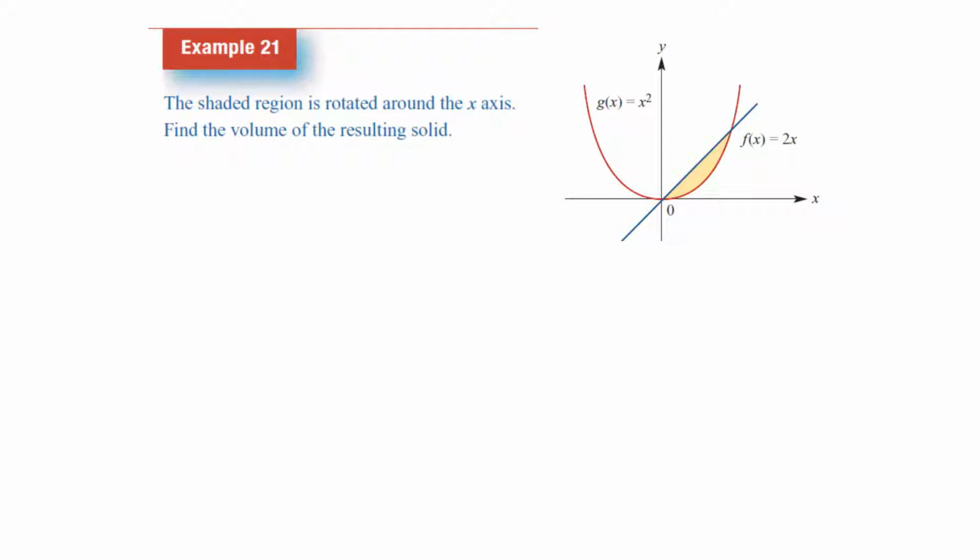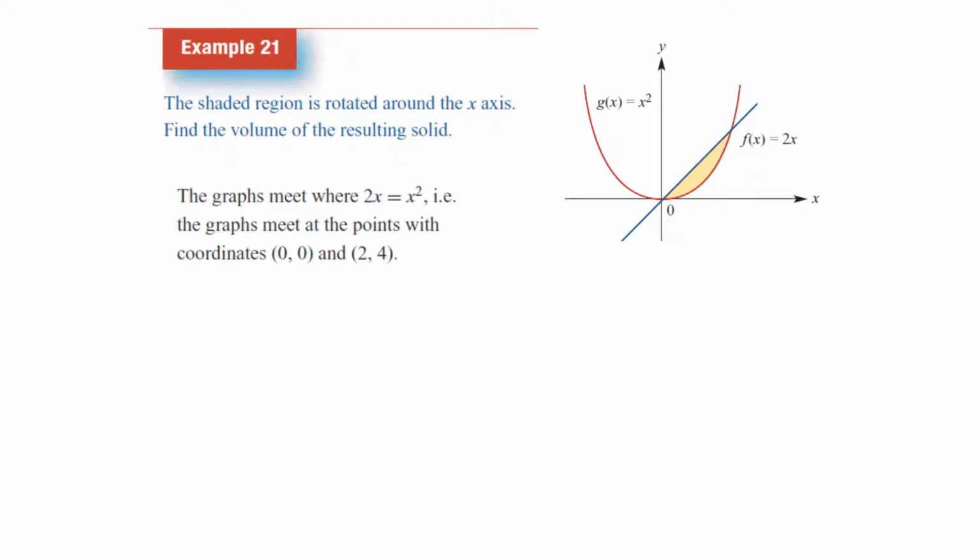We've got a region sandwiched between two curves, in this case a straight line y equals 2x and a basic parabola y equals x squared, and we're rotating it around the x-axis, carving out a solid in 3D space. Okay, so what do I need to do first? If you were thinking about finding the points of intersection, then you're dead right. Quite a simple process, as you know.